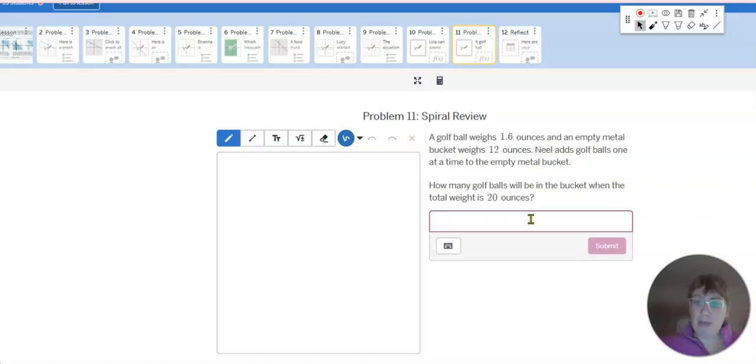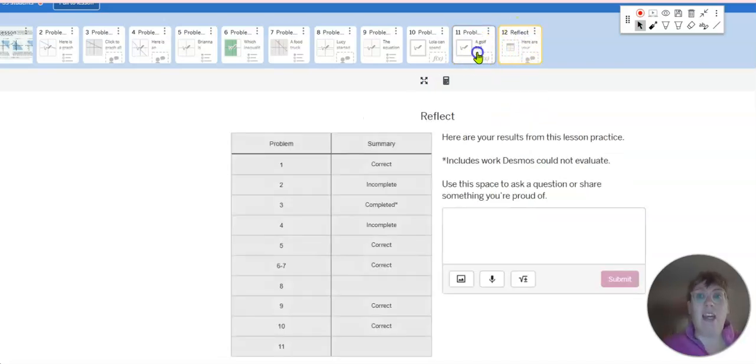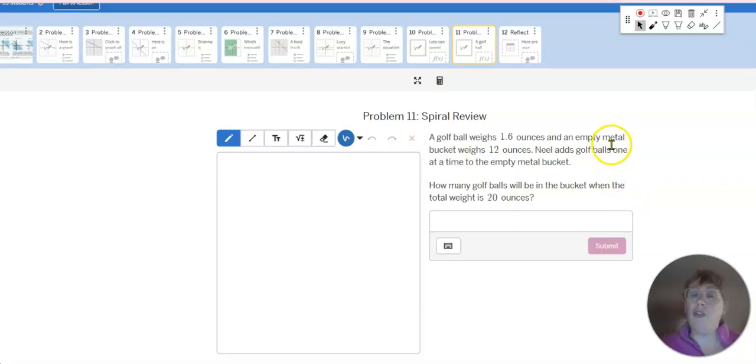The bucket is 12 ounces, and we want to see how many balls we can put in for it to get to 20 ounces. Check your answers on slide 12, and when you're all set, my friends, make sure you are submitting this into Schoology.